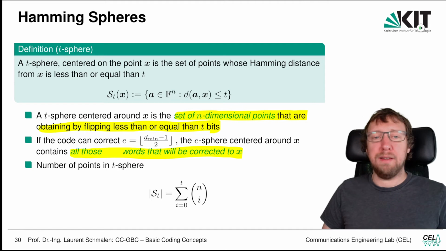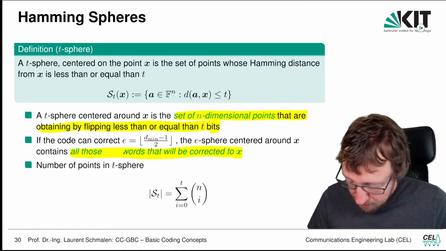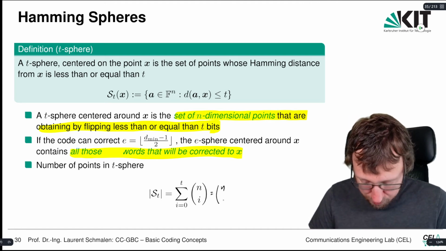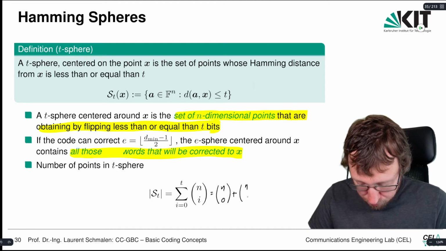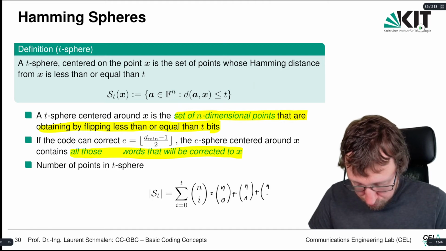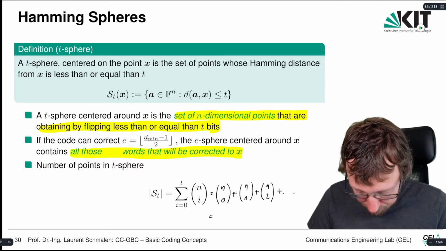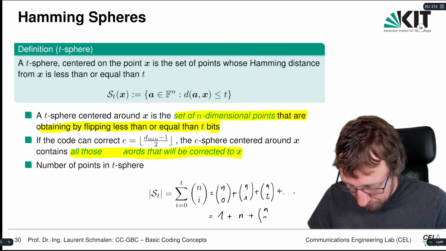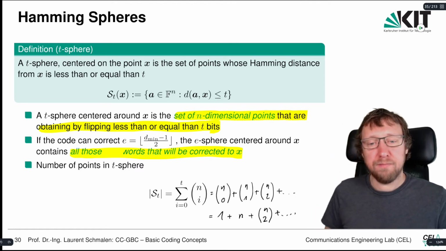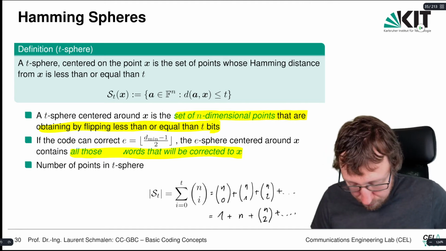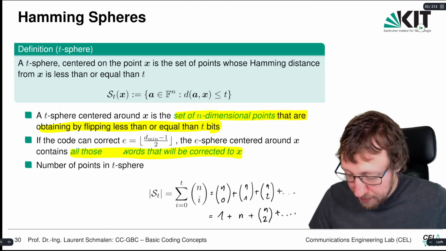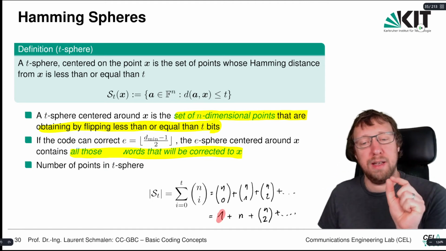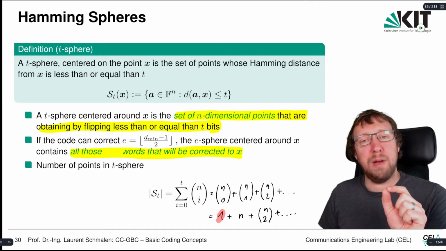We can calculate the number of points in the sphere. The number of points is given by this expression: n choose 0 plus n choose 1 plus n choose 2, and so on. So this is equal to 1 plus n plus n choose 2, and so on. This 1 is the point itself, the center of the sphere. We need to count the center itself; that's the point you obtain by flipping 0 positions.